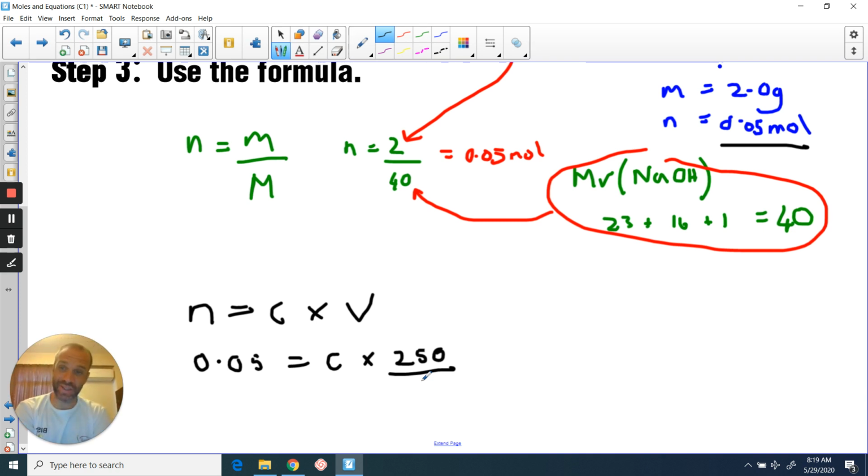Now, obviously, if there's 1,000 centimeters cubed in 1 decimeter cubed, then I'm going to have to do a division here, so it should be 250 over 1,000, and then if we solve that using our math skills, 0.05 divided by that, we should have an answer of 0.2. Now we've got to remind ourselves, what's the unit for concentration? It is moles per decimeter cubed. So hopefully that made sense.